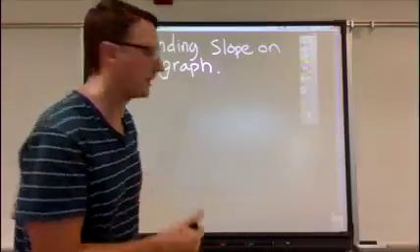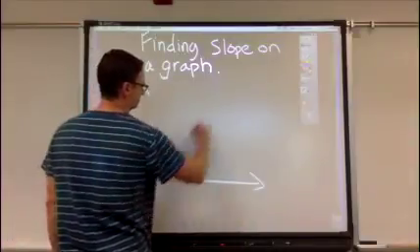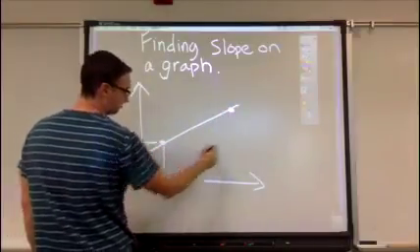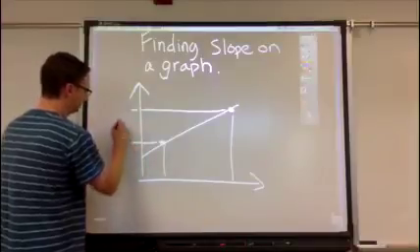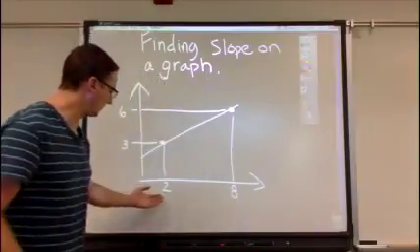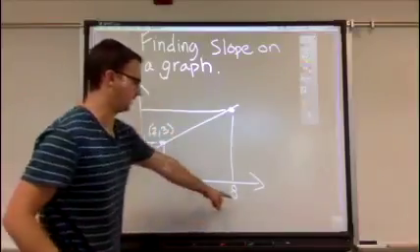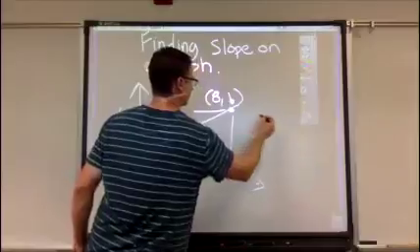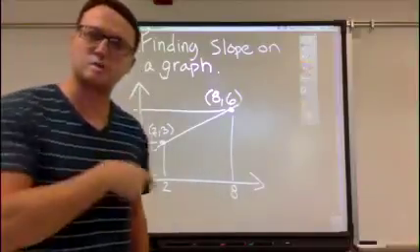So let's just make a graph and go from there. Let's just say that we have our points on the graph of (2, 3). And our next point is (8, 6). So those are our 2 points on a graph, and we want to know the slope of that.